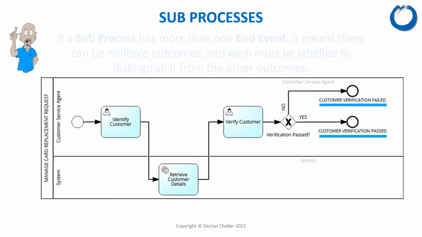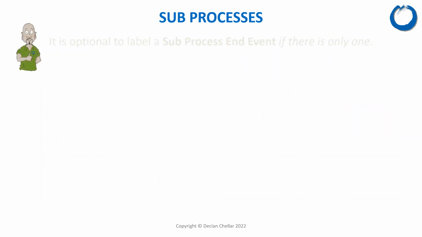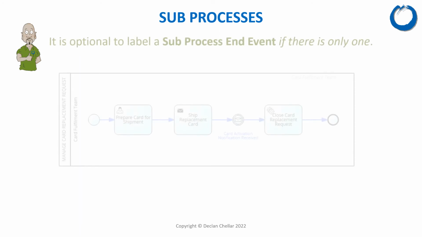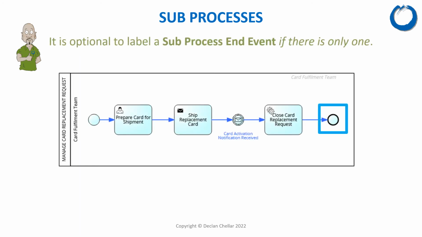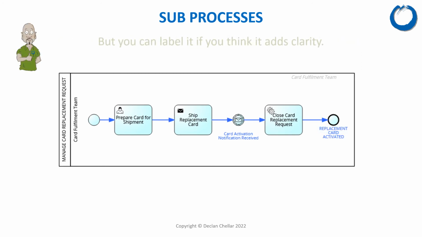If a subprocess has more than one end event, it means there can be multiple outcomes, and each must be labeled to distinguish it from the other outcomes. It's optional to label a subprocess end event if there is only one. But you can label it if you think it adds clarity.